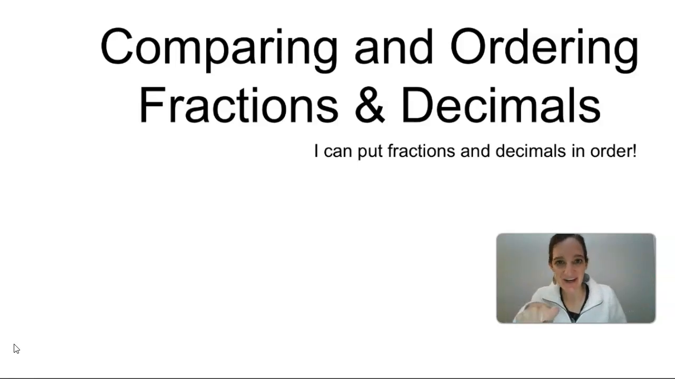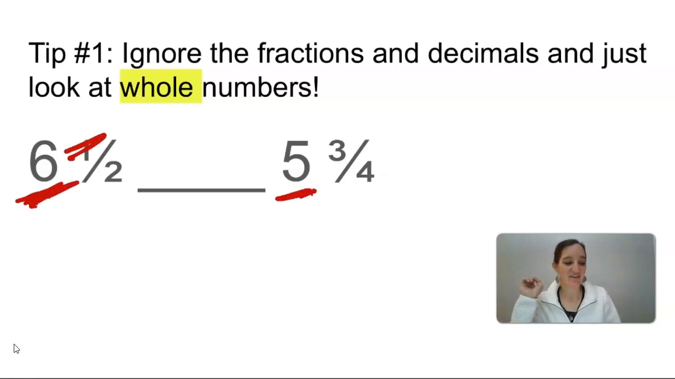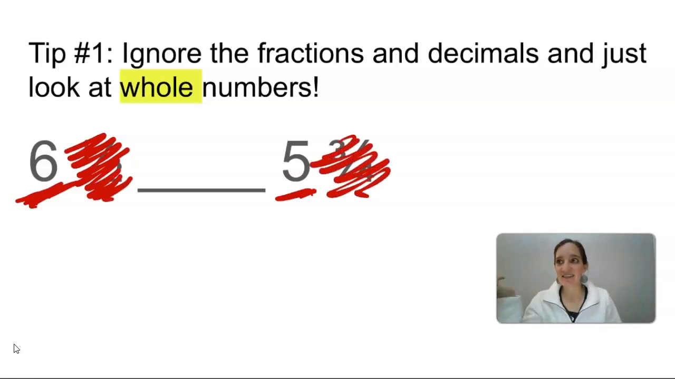So, start with the very first tip to make it as easy as possible for you. The first tip today is to ignore the fractions completely and the decimal and just look at the whole numbers in front. Okay, if we just look at the 6 and the 5, who cares about all of that? 6 is bigger than 5. Boom! How easy is that?